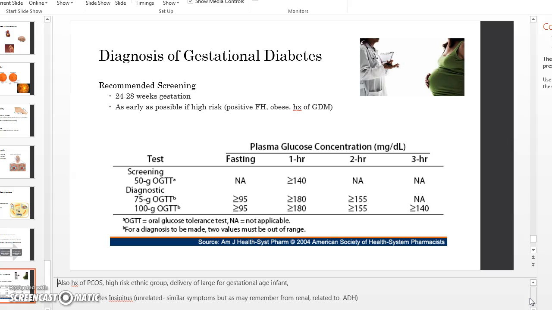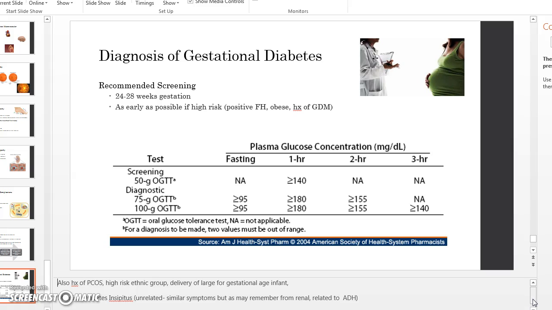If they were screened with a 50-gram oral glucose tolerance test and their 1 hour glucose reading was greater than 140, they would then go on to receive the 100-gram oral glucose tolerance test and then go through the same stages of the fasting, 1 hour, 2 hour, and then a 3-hour test. And then they would just continue these cutoffs to be characteristic of gestational diabetes.